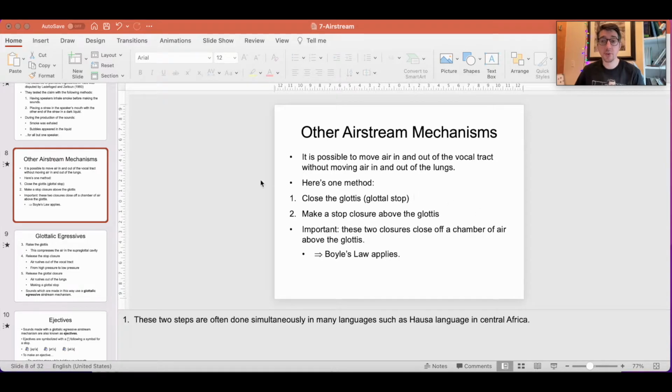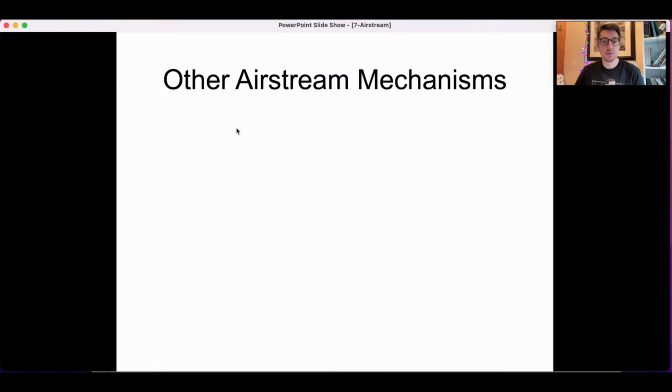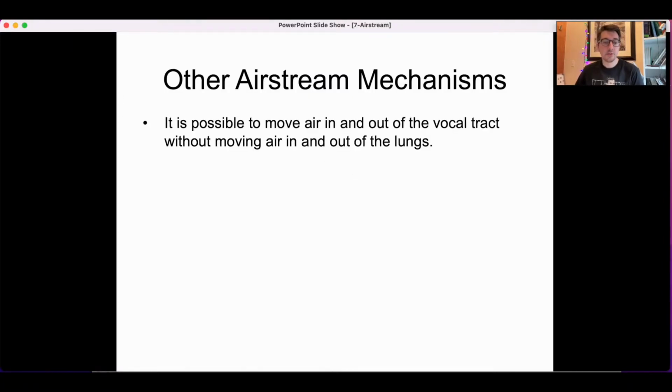So hello, Link341. Today we're going to talk about other airstream mechanisms, and we will be starting right away. For other airstream mechanisms, it is possible to move air in and out of the vocal tract without moving air in and out of the lungs, which is quite exciting for us. Here is one method in which you can do this.